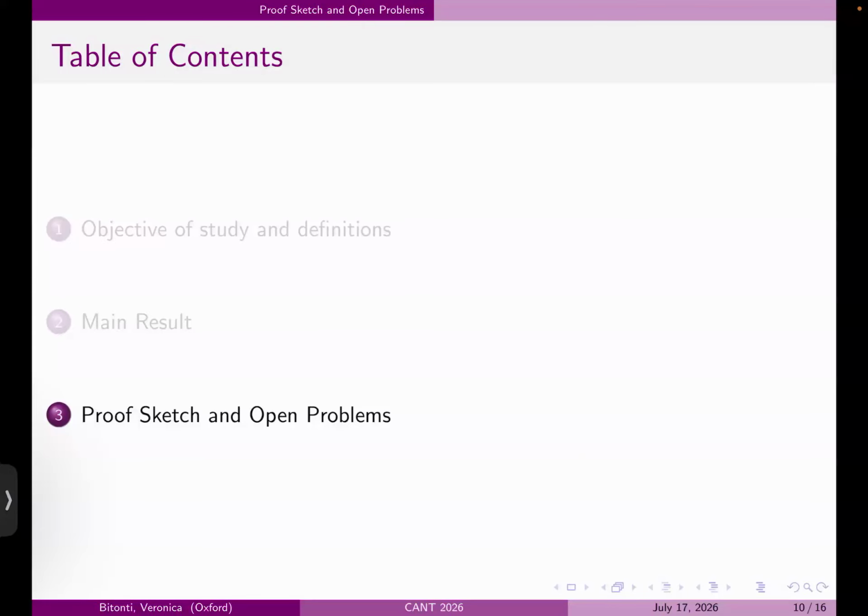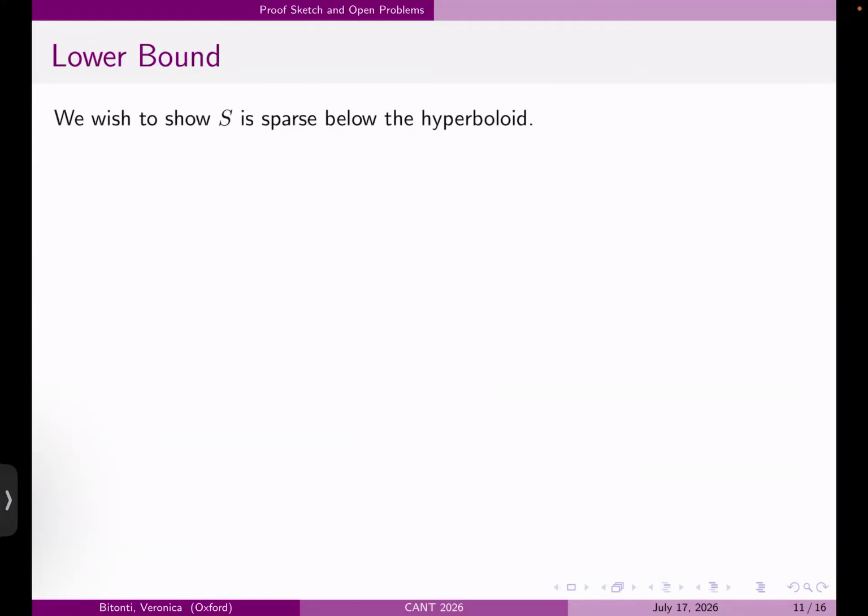Okay, and I guess I should have a bit of time to go through the proof sketch and then describe some of the open problems. Sorry. Okay. So let me do exactly that.